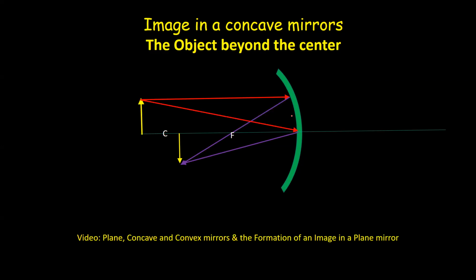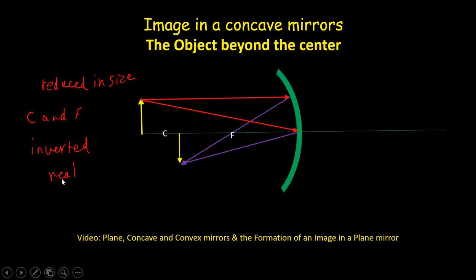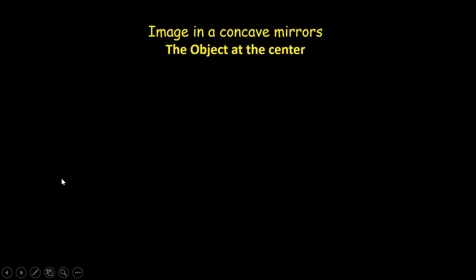So we write the properties of the image here. The image is reduced in size, between C and F, inverted, and is real. Okay. Right now, let's go through another example.